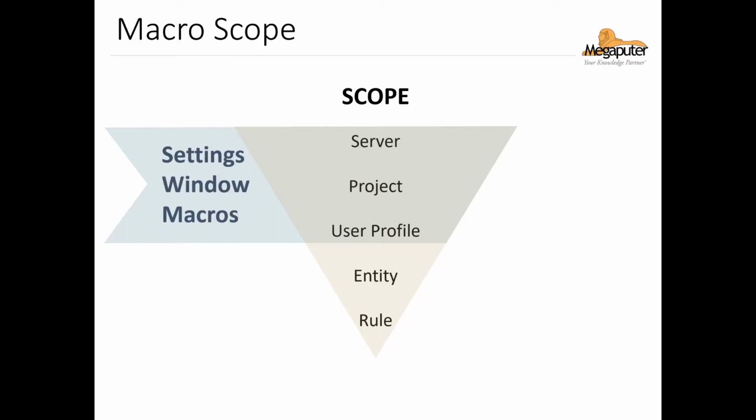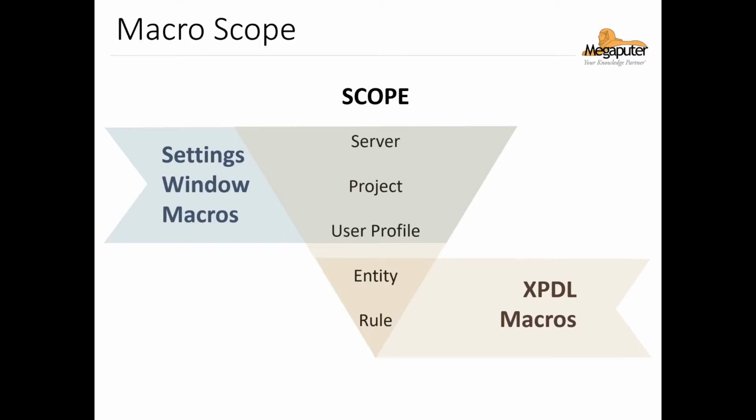There are two other scopes: the entity itself, and then the rule within the entity. So XPDL macros are defined there. Regular PDL macros are defined in settings windows. XPDL macros are defined within entities or within rules inside an entity extraction node inside of XPDL. So they're defined in different locations.